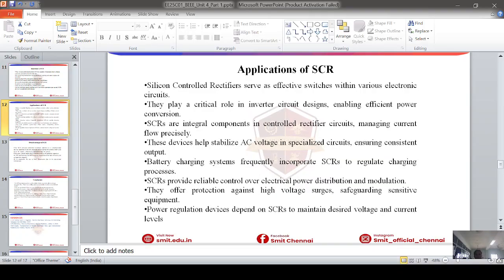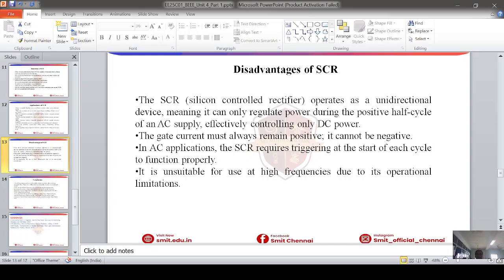Then applications of SCR. SCRs are used in controlled rectifiers, inverter circuits, battery chargers, voltage regulators, motor speed control systems, power control circuits, and protection devices. Then disadvantages of SCR. It is a unidirectional device and can conduct only in one direction. It requires positive gate current for triggering and is not suitable for high frequency applications.